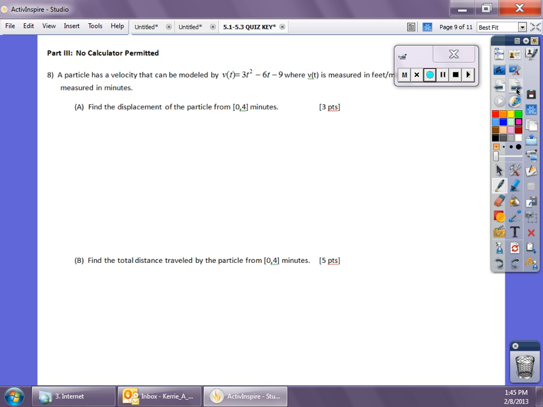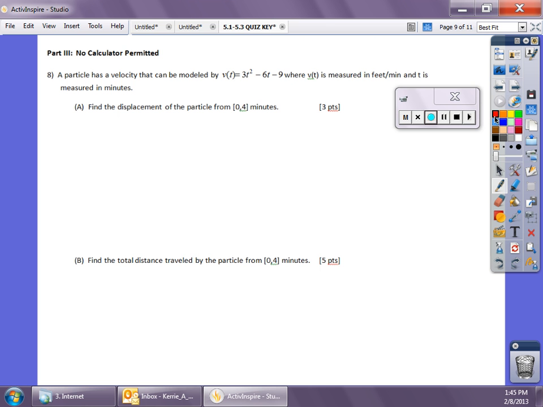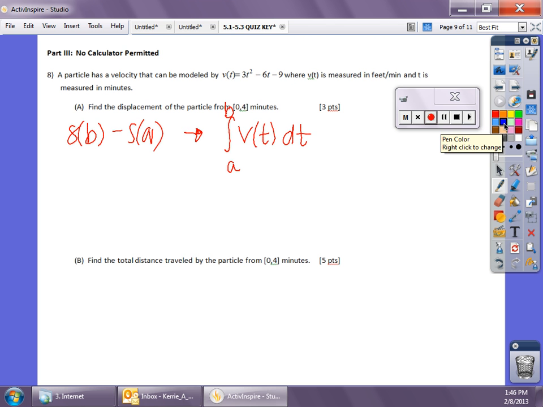Number 8, we did the same exact question in class, just a different function. Find the displacement. So, two definitions for displacement. You have the definition of s of b minus s of a, but we don't have the position function, so I don't want to do that. You also have the definition, the integral of velocity gives you displacement. So for this problem, both would be correct. This one is easier to use because you have velocity.